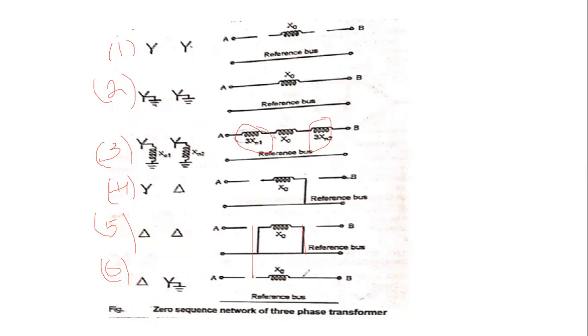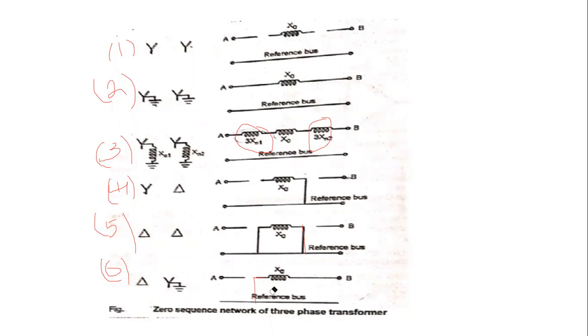Grounded means short circuited. On the primary side, delta is considered like this. The primary side is delta and open circuited means this is open. Next, star with grounding. Star means there is no path between the zero sequence and the reference; only delta means there is a path between the zero sequence and the reference. Grounding means short circuited, ungrounding means open circuited.